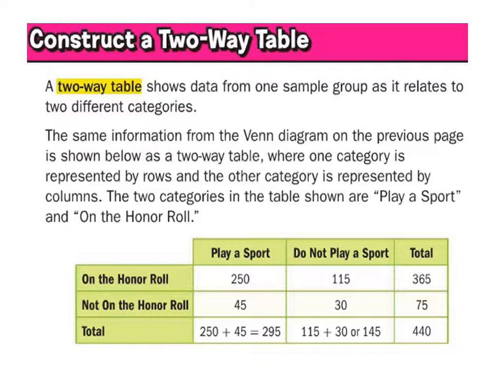So that's good. Making a two-way table, all right? You got to list all the options. For example, over here you'd put on the honor roll, or not on the honor roll.